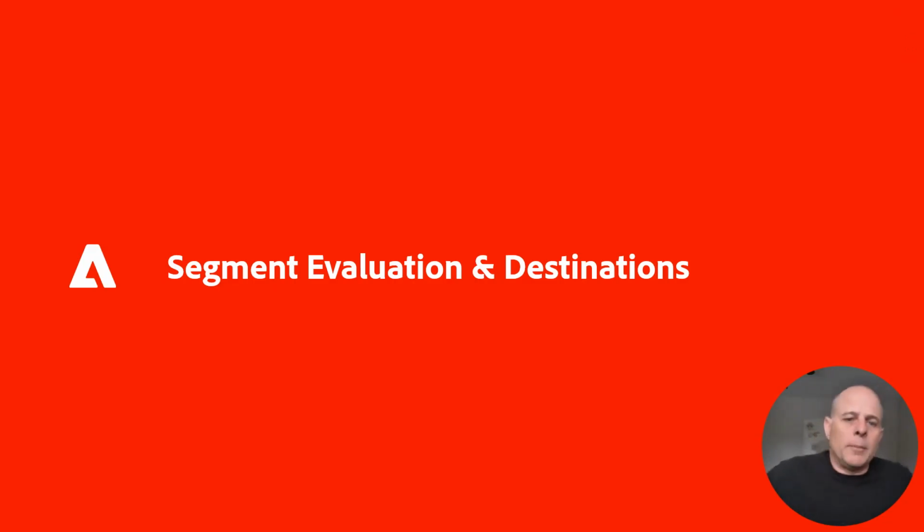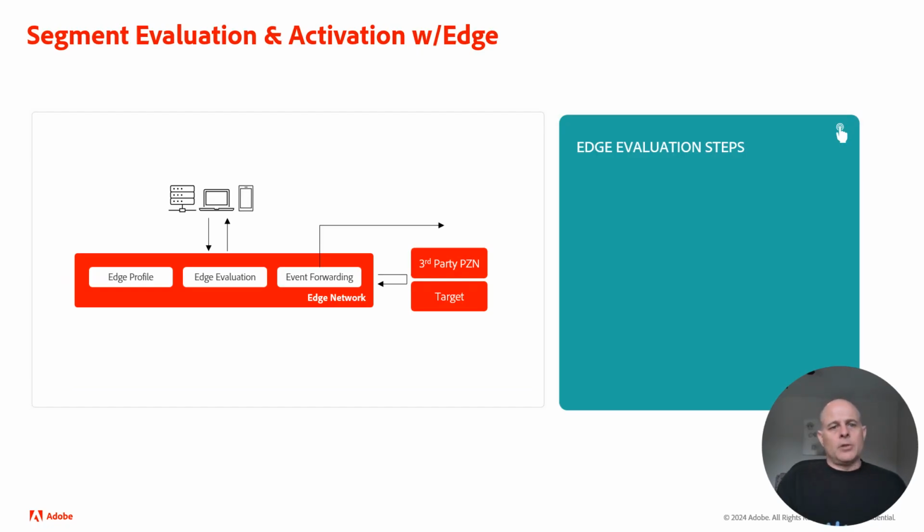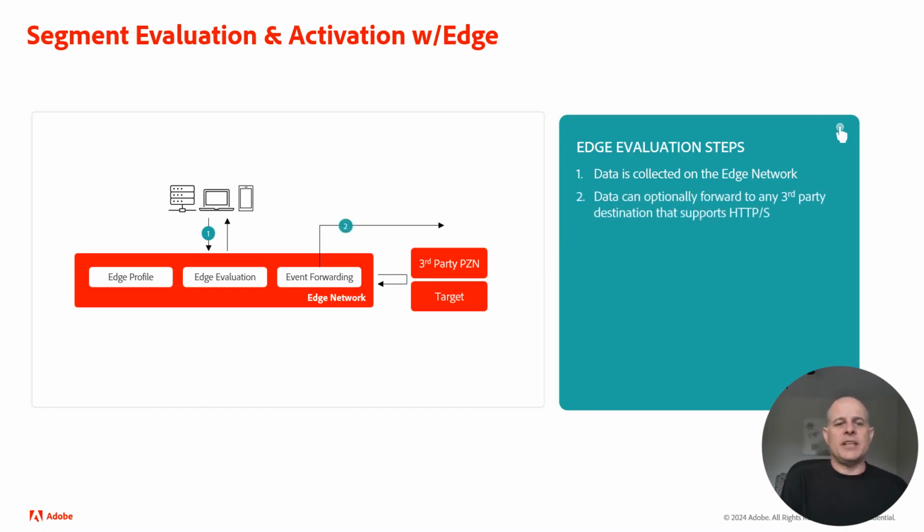So let's go through a little bit about how the segment evaluation and destinations work within a data flow so that you can kind of wrap your head around this. So, segment evaluation when it comes to the edge. As we go through this, data comes in, let's say, first to the edge network. When we do this, the first thing that's made available is I can send that out through event forwarding to a third party or even to an Adobe solution if need be.